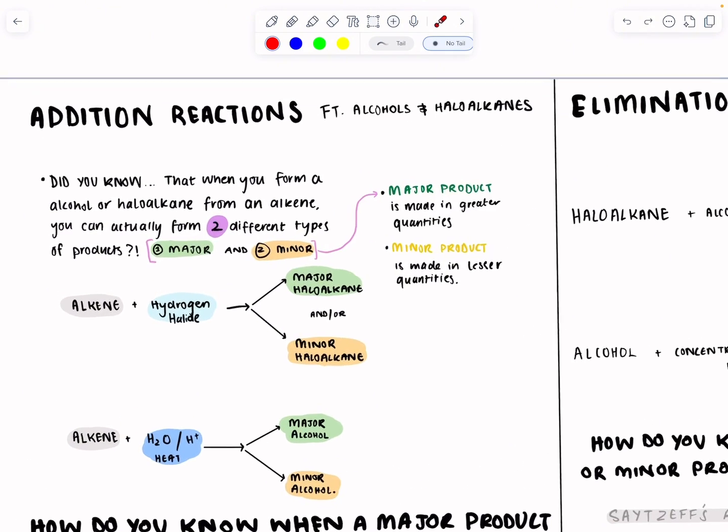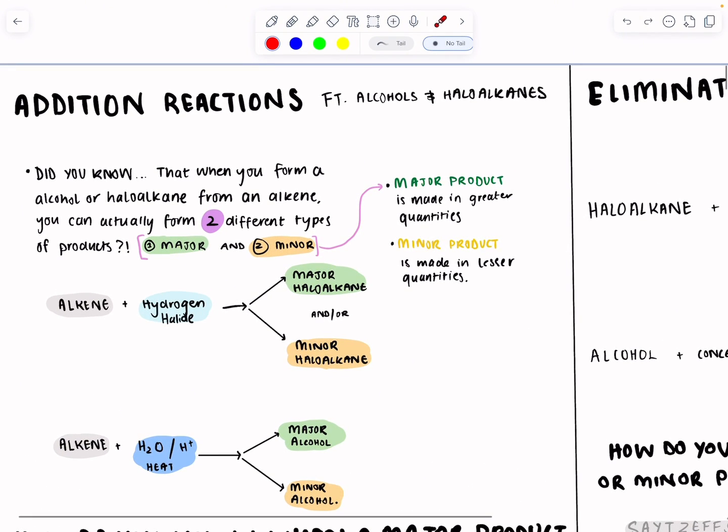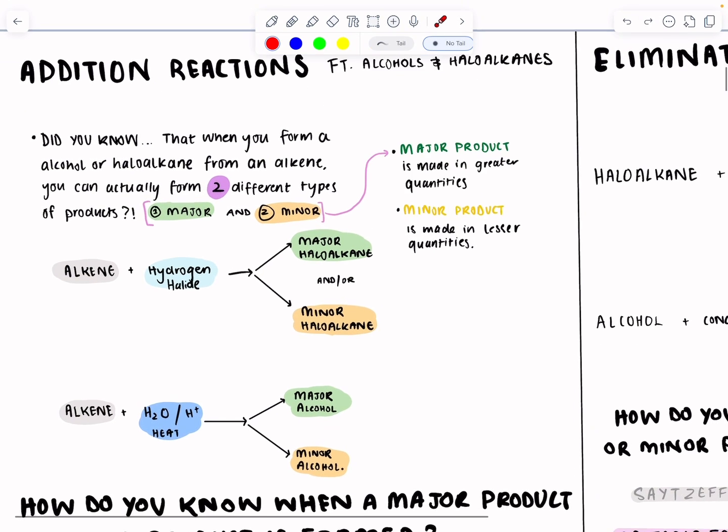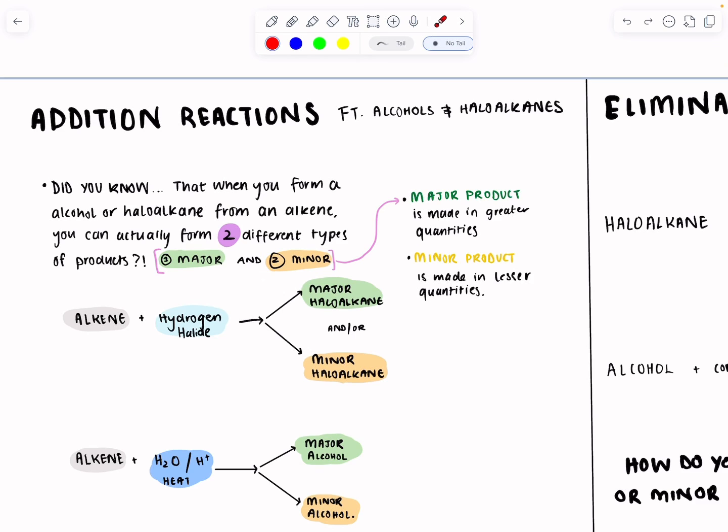Let's start off with addition reactions. In an addition reaction, for level 2 organic chemistry, we focus on the creation of either haloalkanes or alcohols from alkenes, as you can see here. Whenever we react an alkene with a hydrogen halide, we will get a haloalkane. Did you know that when this process happens, you can actually get 2 types of products? You get 2 different types of products.